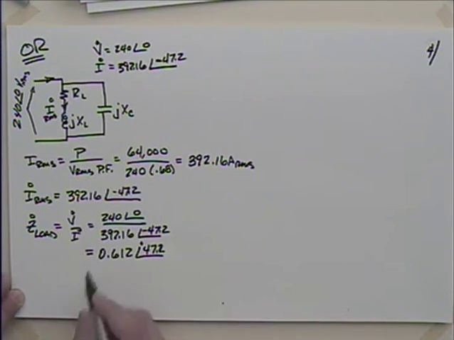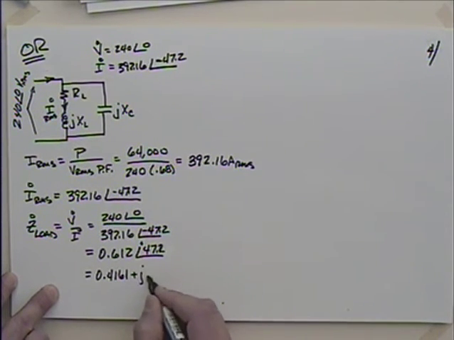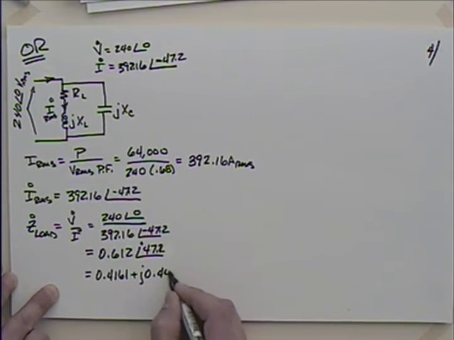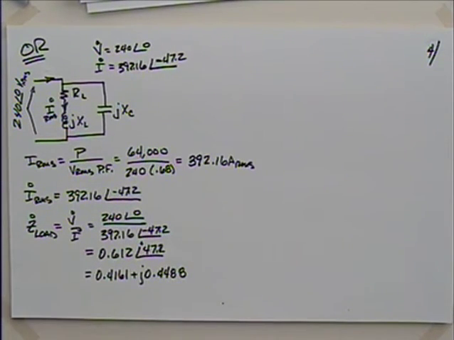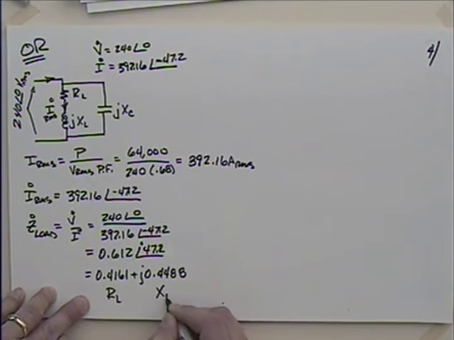That's good. When I turn this into a rectangular number, 0.4161 plus j0.448. It's pretty close to 45 degrees. We'd expect them both to be about the same. That's good. So this is the resistance of the load, and this is the X sub L for the load.